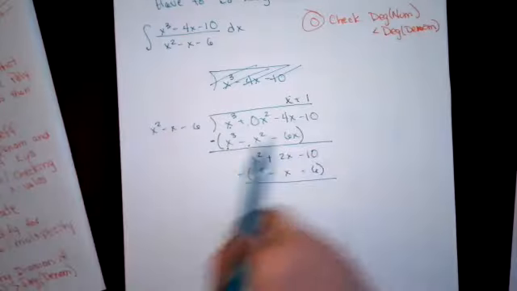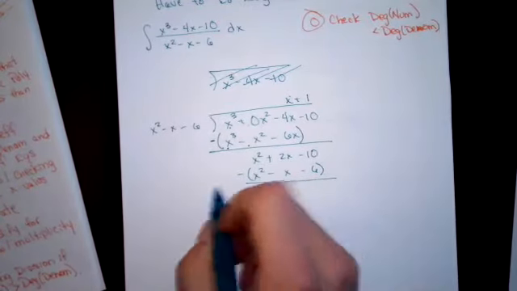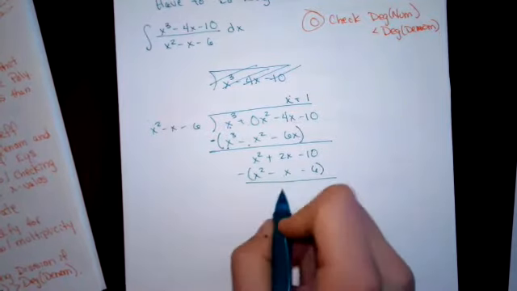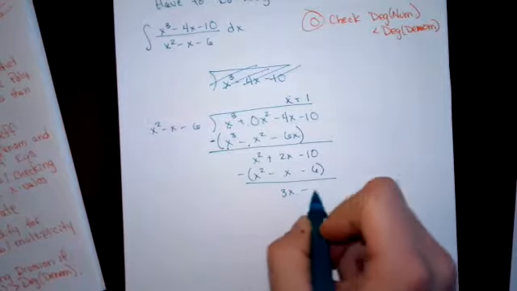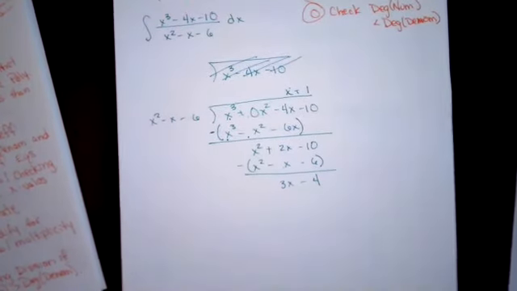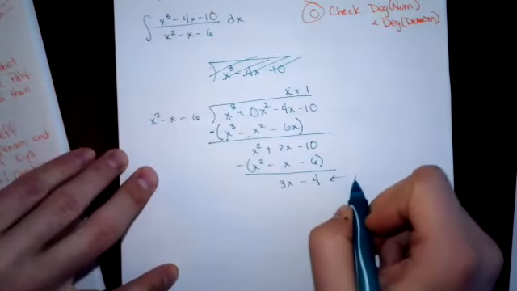Okay, so we multiplied our 1 through, then we got to subtract, and of course the x squareds cancel. We will have a positive x plus 2x gives me a 3x, and then I'll have a positive 6 minus 10 gives me negative 4. So just a bunch of work there. This is now the new numerator.